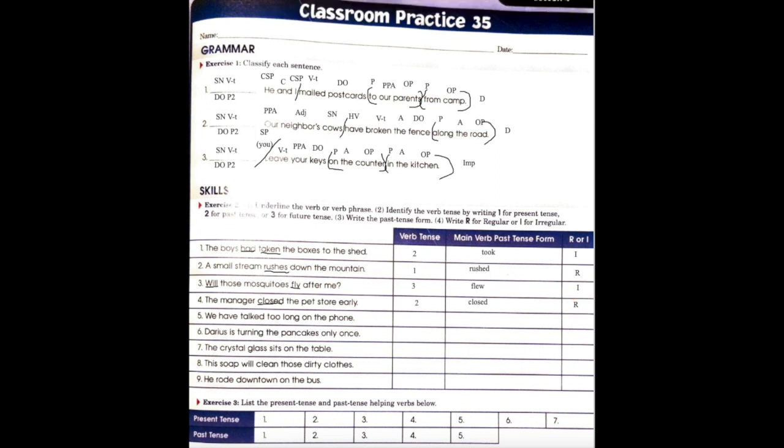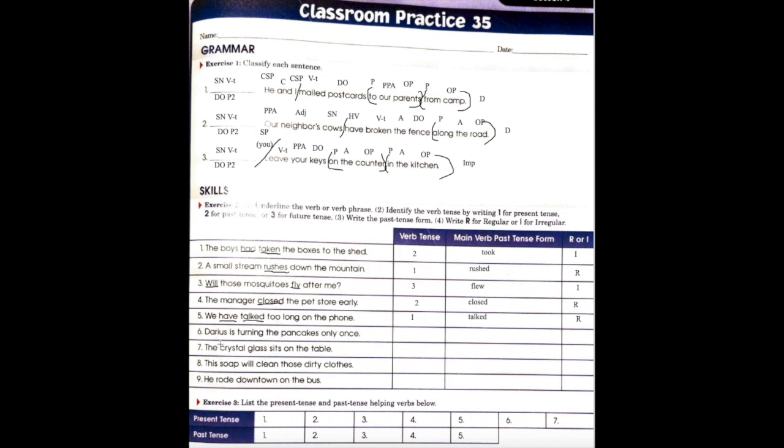Number 5, we have talked too long on the phone. We have a helping verb, have, and we have a main verb, talked. Verb tense, we have to look at the helping verb if there is one. The helping verb is have, and the tense of have is present. So we're going to write number 1 for present. And then we want the main verb, past tense form. Main verb is talked. Past tense form, it's already in past tense form, so it's talked. Talked has an ed at the end. That means it is regular.